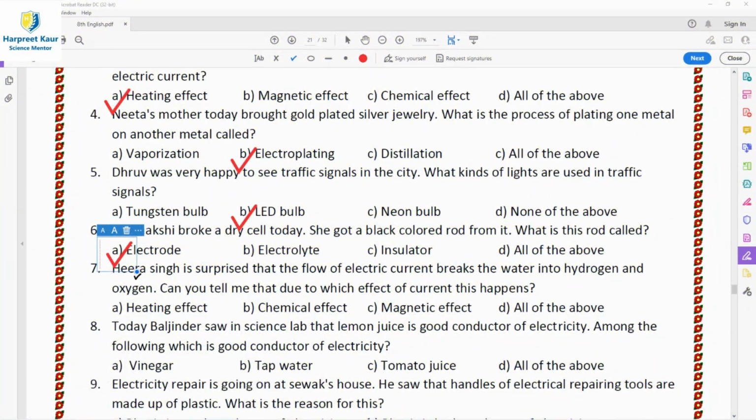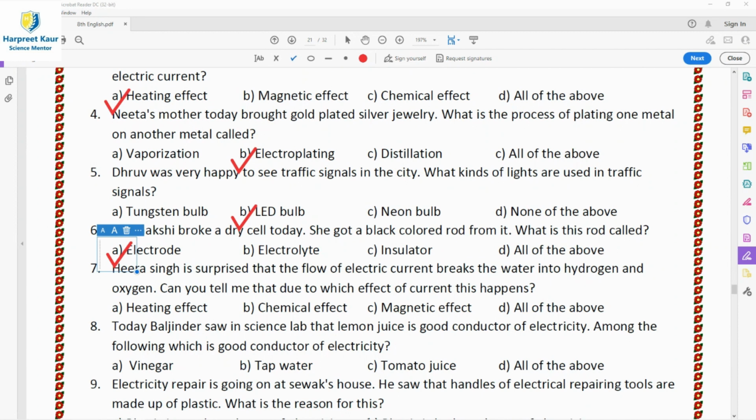Moving on to question 7. Hira Singh is surprised that the flow of electric current breaks the water into hydrogen and oxygen. Can you tell me due to which effect of current this happens? Heating effect, chemical effect, magnetic, and the last option, all of the above. So which here is the right option, do you think?